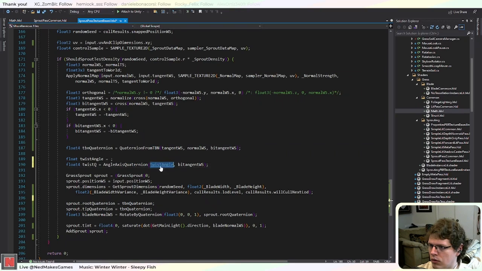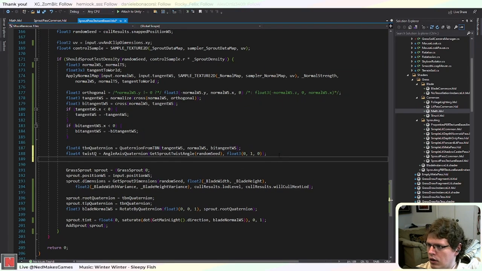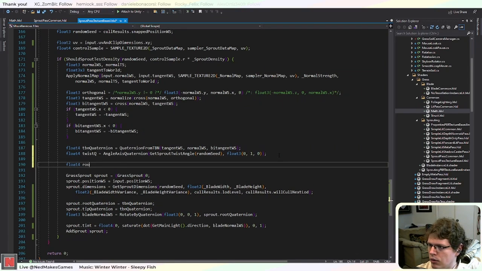So we could do something like that. And we'll just rotate around the up vector in the card tangent space. So, float4 root quaternion is, so it's opposite order. Rotations are applied in the opposite order that they're multiplied. So we first want to twist it and then convert to world space.